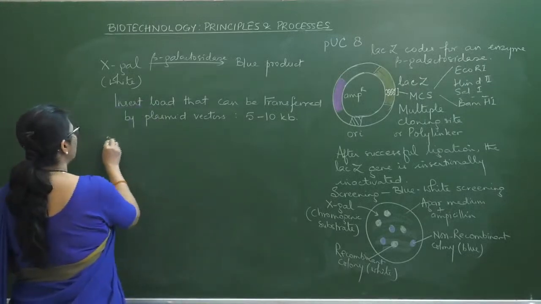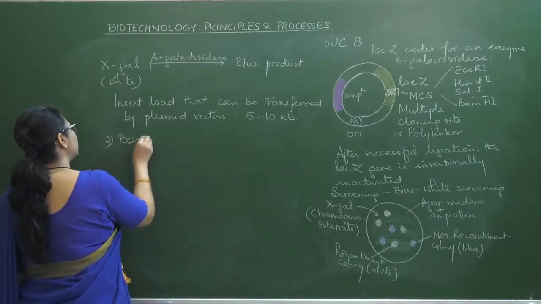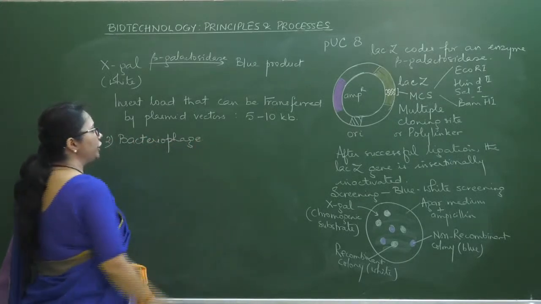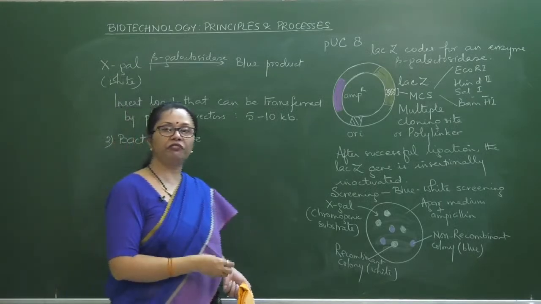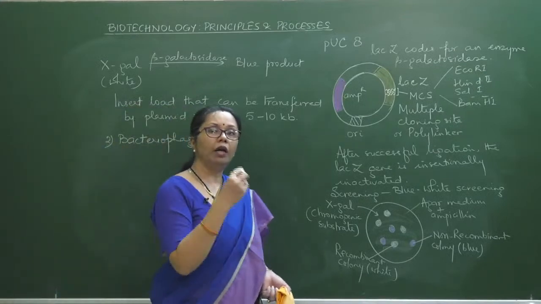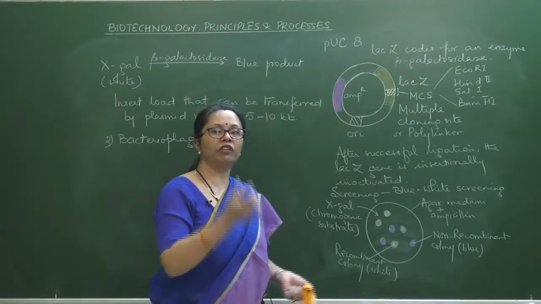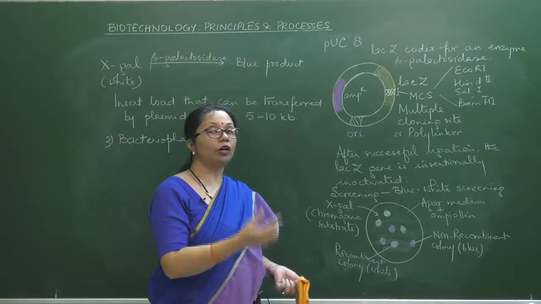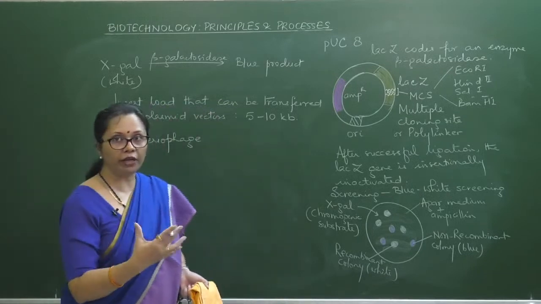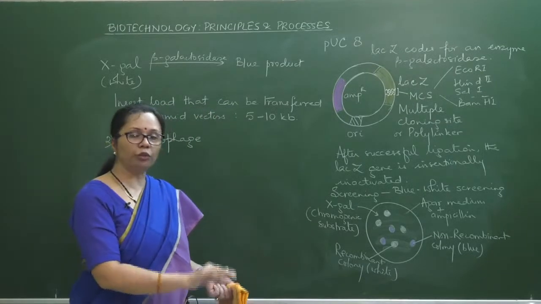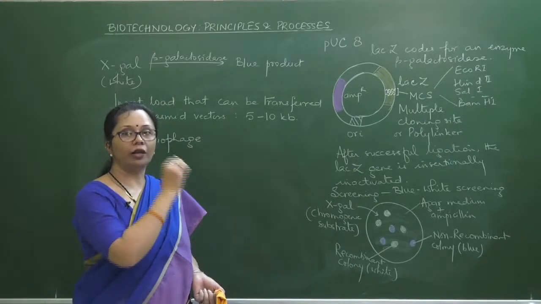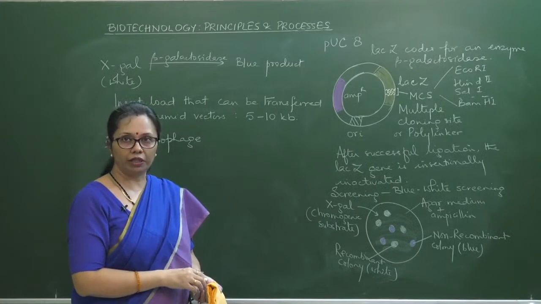The next vector we can talk about is bacteriophage. Bacteriophages, as we said, are viruses which infect bacteria, and they have the natural ability to enter the bacteria and integrate their own DNA with the bacterial DNA. But they will then kill the bacteria, which we don't want. So we have to modify the bacteriophage so that it enters the bacteria and integrates with the bacterial genome, but is not able to divide and destroy the bacteria, right?